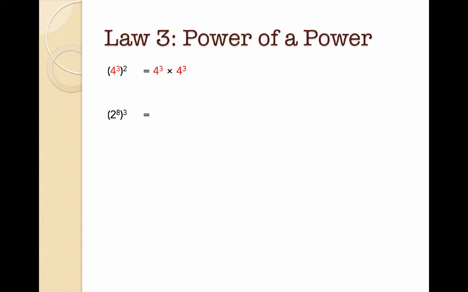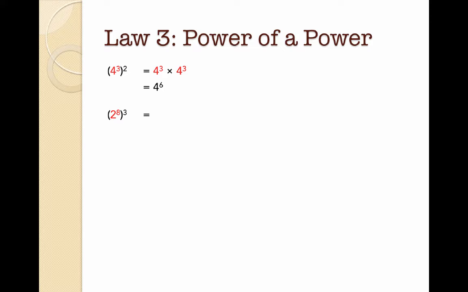This means I'm going to take 4 to the power of 3, and I'm going to multiply it by itself 2 times. Now, I do need to use law number 1 to help me simplify it. I am multiplying 2 powers there with the same base. This means I need to add the 3 and the 3 together, and I'll get 4 to the power of 6. Let's look at the second example.